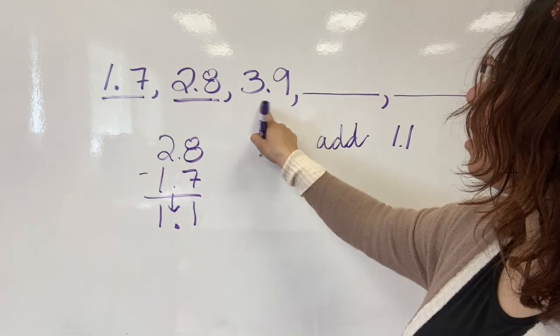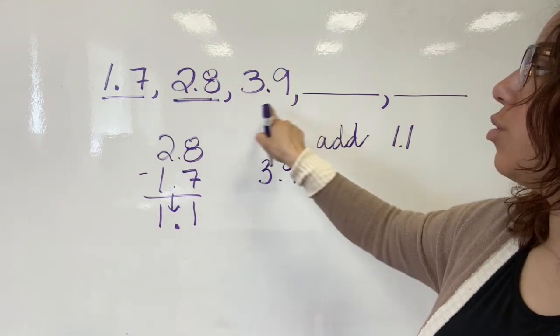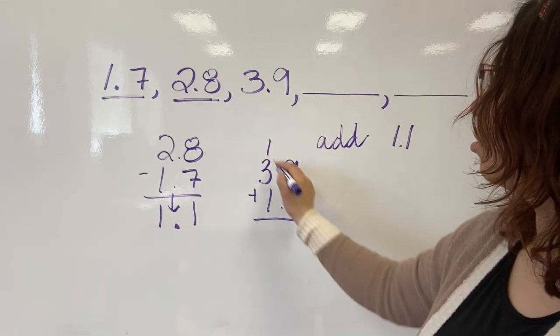So we're going to take the last number we had, 3.9. And we're going to add 1.1.